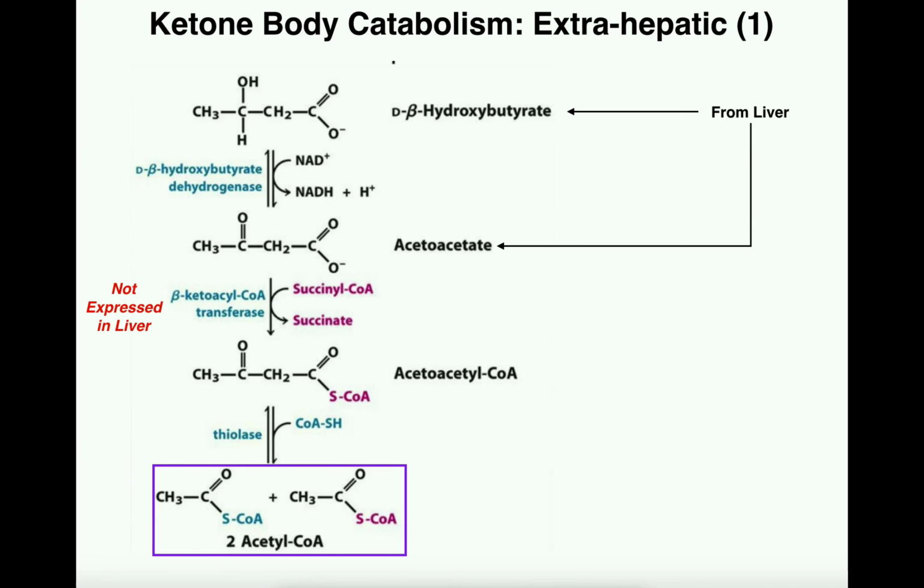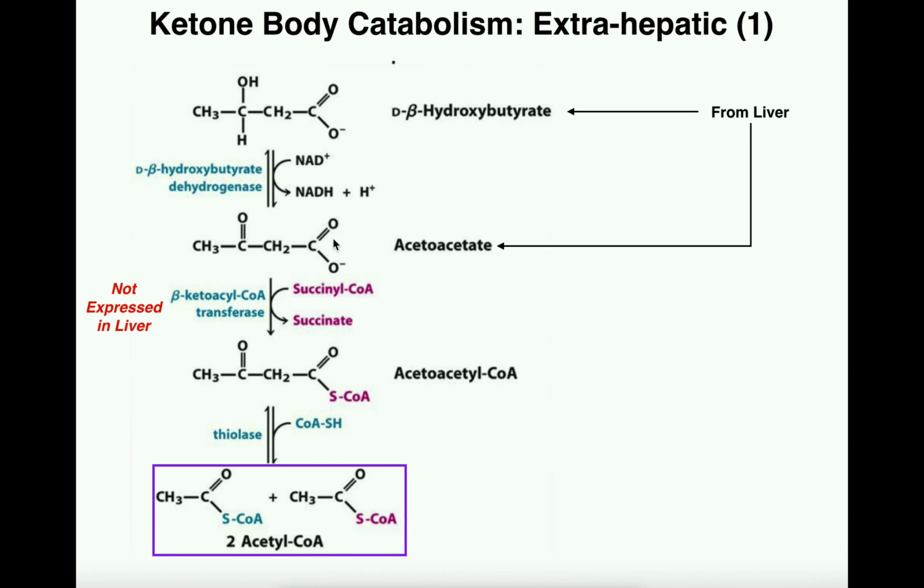Now remember, the liver only makes the ketone bodies. The liver does not actually metabolize them. And there's a very important reason which we'll discuss here on this slide. This slide is really just discussing acetoacetate and beta-hydroxybutyrate. These are from the liver, obviously. Here's the structure of beta-hydroxybutyrate, and here's acetoacetate.